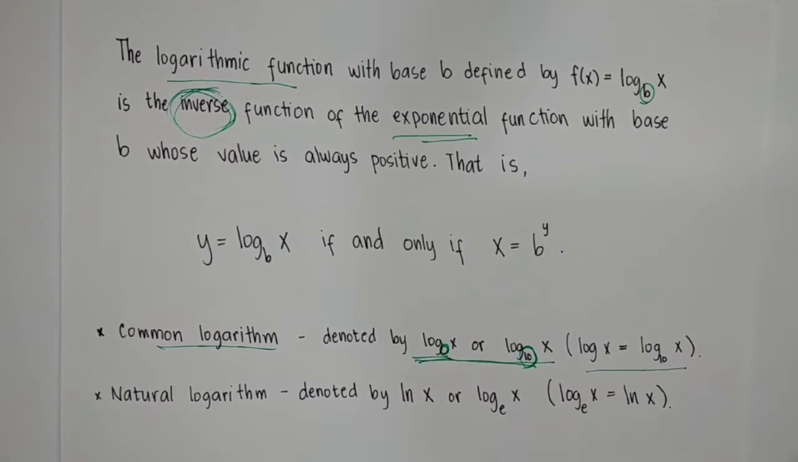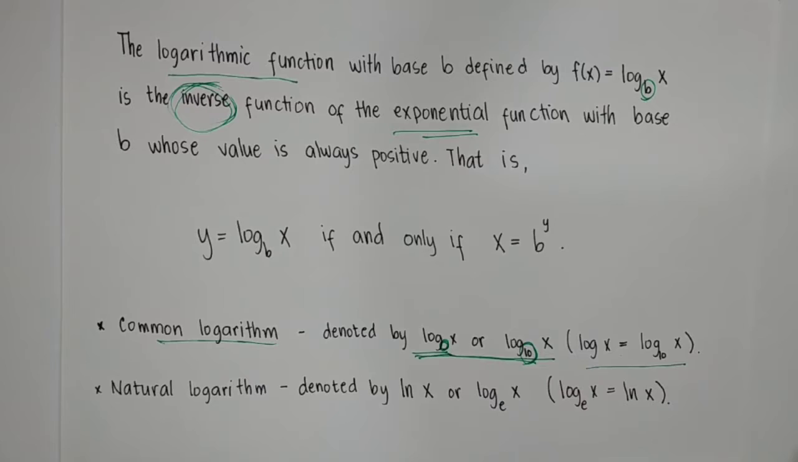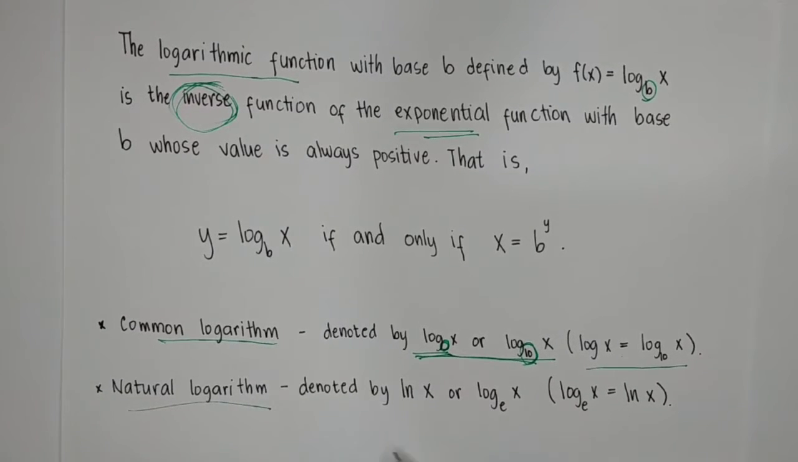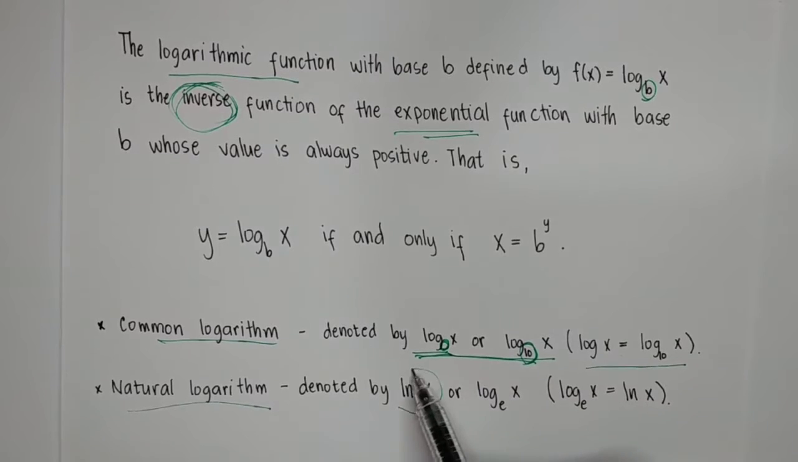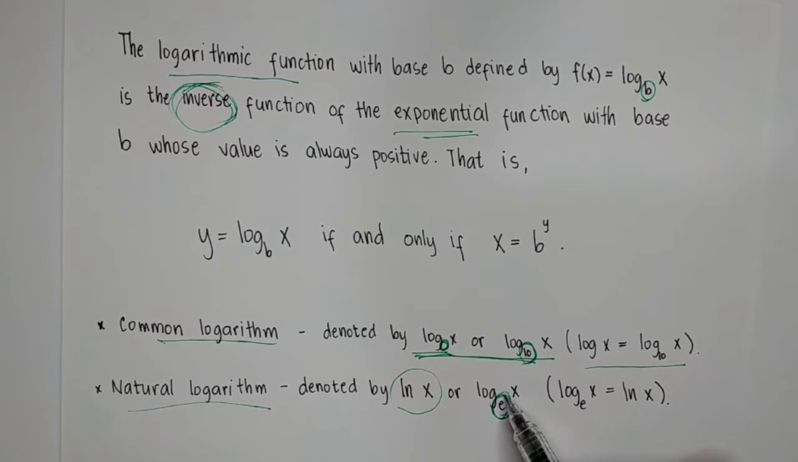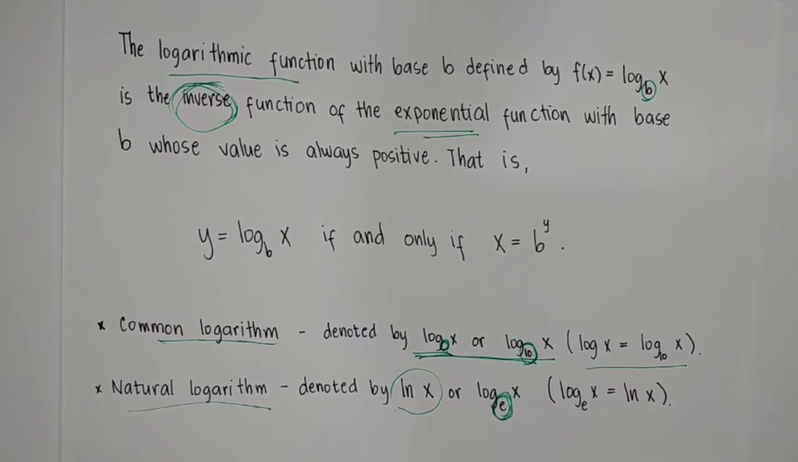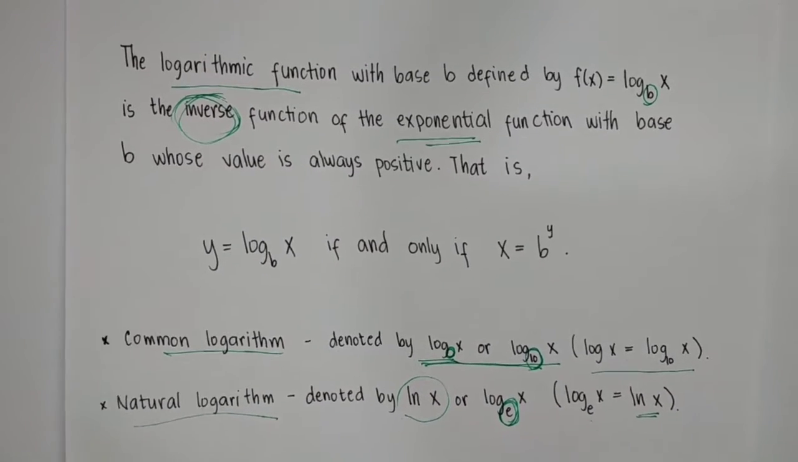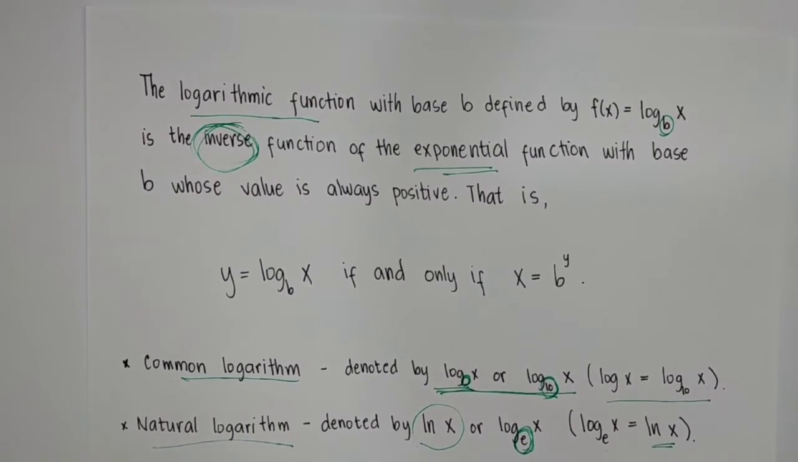Okay, we also have here what we know as our natural logarithm. Natural logarithm is denoted by ln(x), or that is log of x to the base e. So again, log of x to the base e is equal to ln(x), our natural logarithm. So that's it for the intro sa ating logarithmic function.